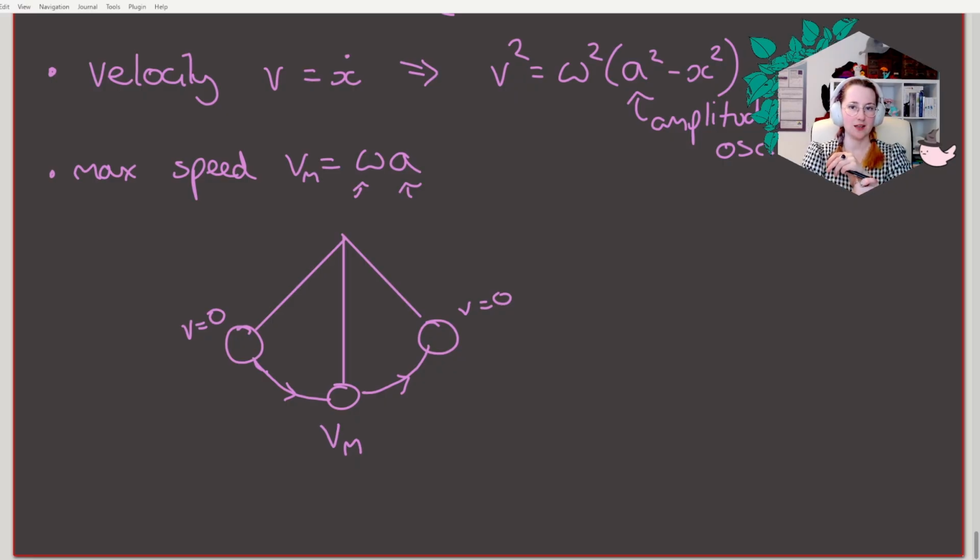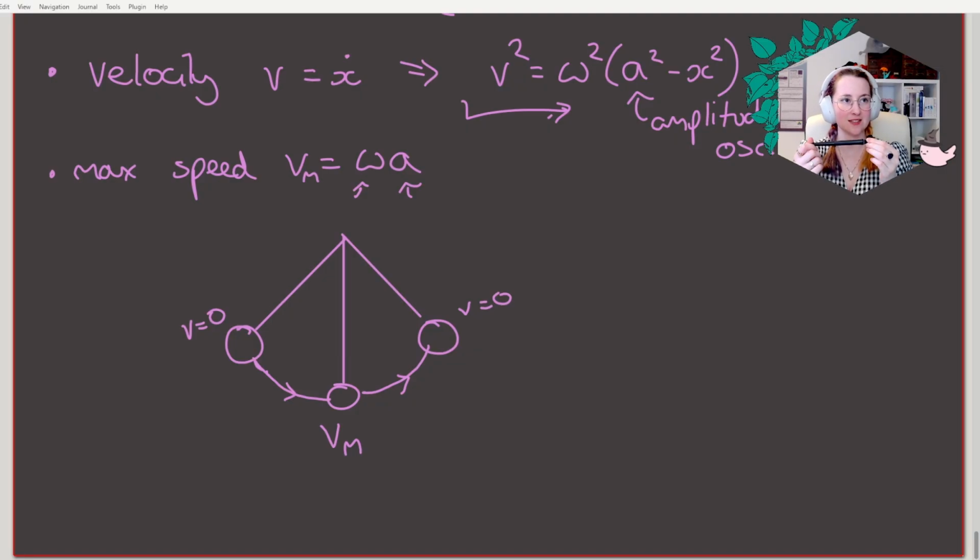So if you think about it in terms of this equation, your velocity has this minus x squared. So the further away you are from the fixed point that you're oscillating about, the slower you are. So your fastest speed is when you are at the point that you're oscillating about. So that is where that happens.